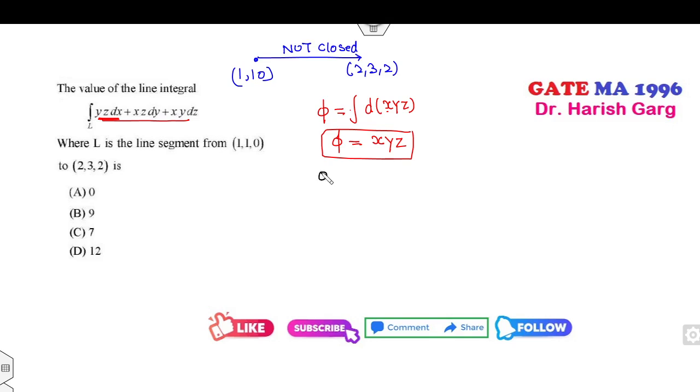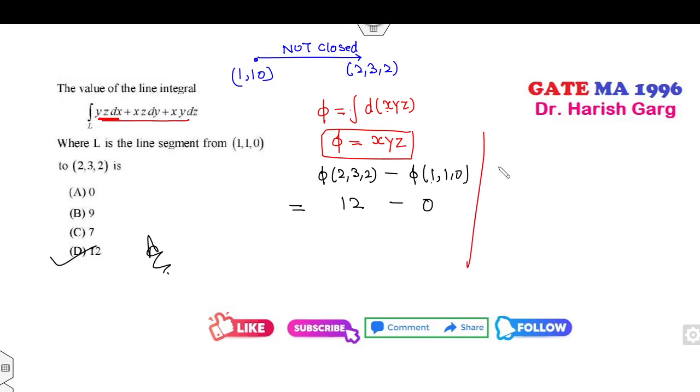Then your final answer is the value of phi at the point (2, 3, 2) minus the value of phi at the point (1, 0, 0). This value is 0. So 12 is the right answer of this problem.